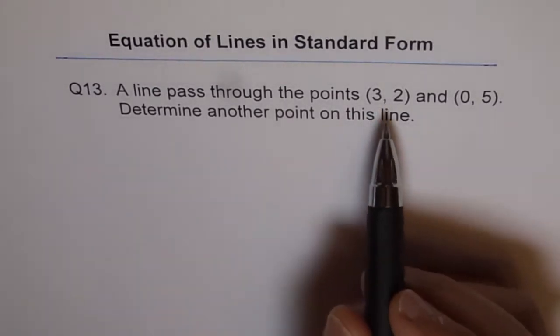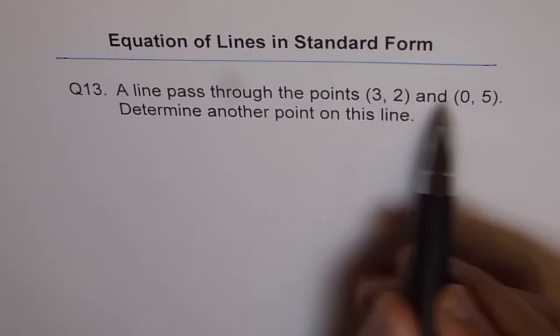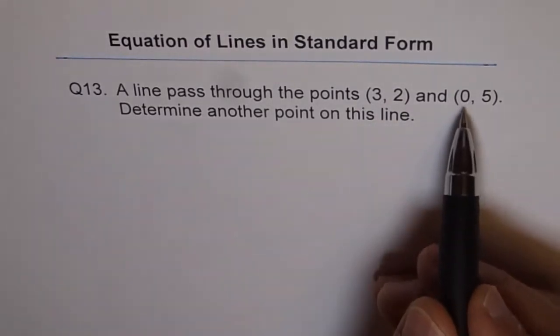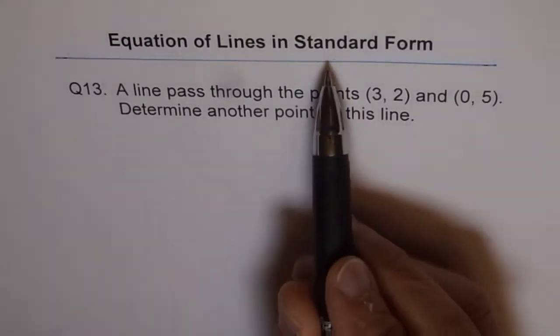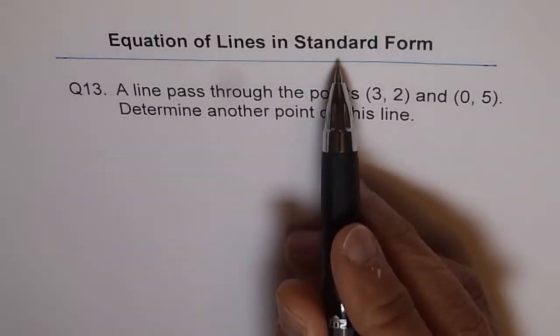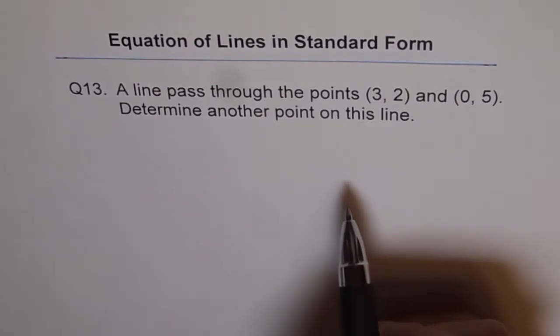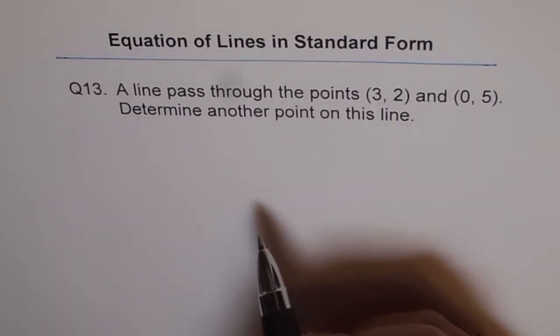So to find the equation of the line, we can find the slope first. We are already given the y-intercept, right? Since the y-intercept is given, I will not write the equation in standard form. I will write it in slope-intercept form, okay? We can always convert it to standard form.